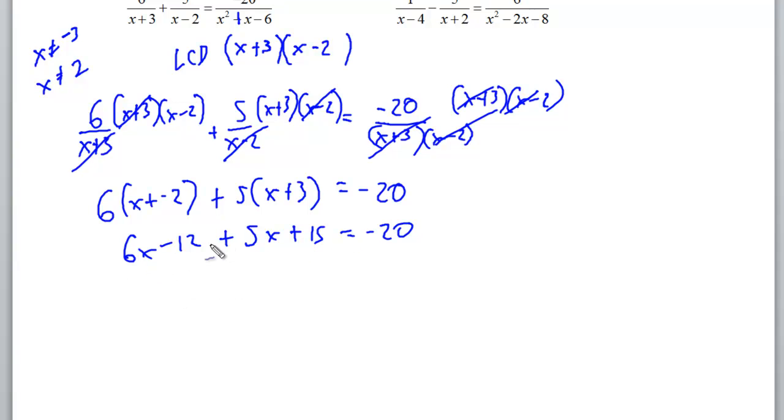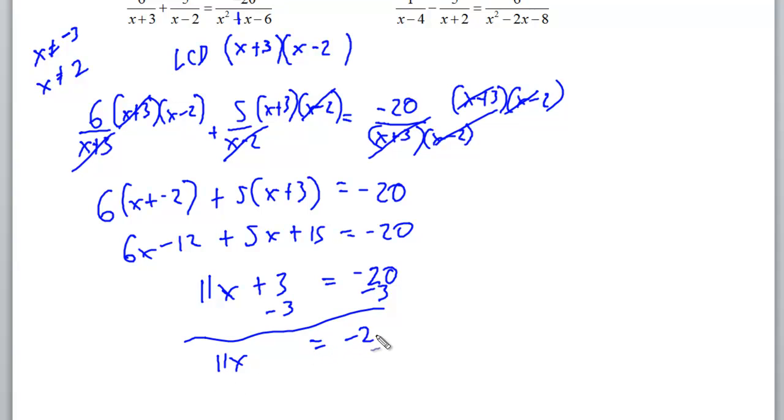Okay, let's combine the 6x and 5x to make 11x. Let's combine the negative 12 and 15 to make a positive 3. And let's make that negative 20. Alright, subtract 3 from both sides. 11x is equal to negative 23. Divide both sides by 11. X is equal to negative 23 elevenths, which is not any of the danger numbers. So we're good to go on that problem.